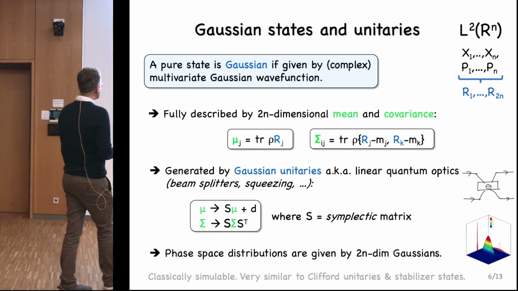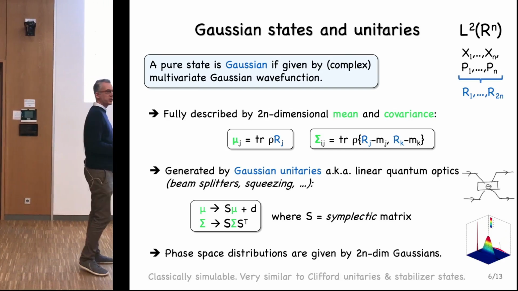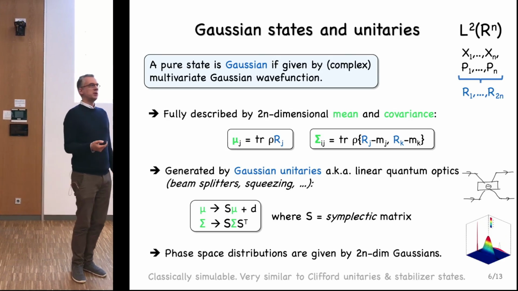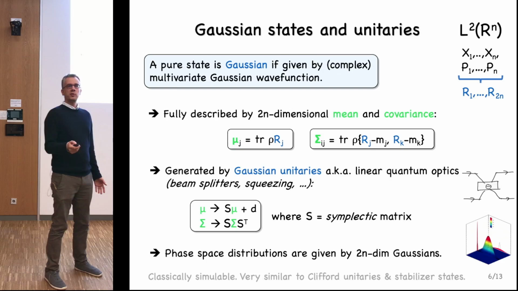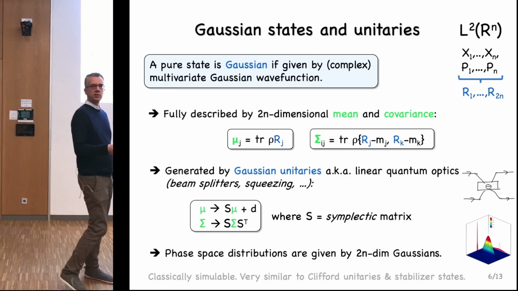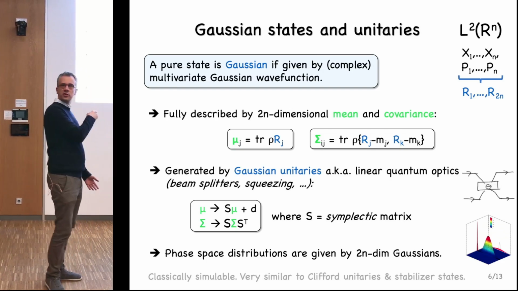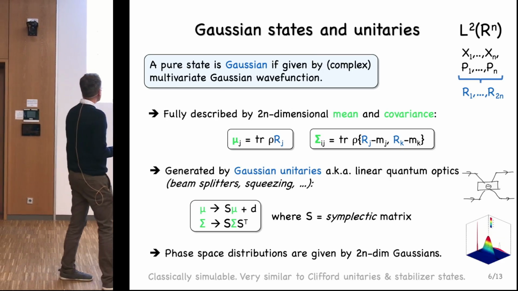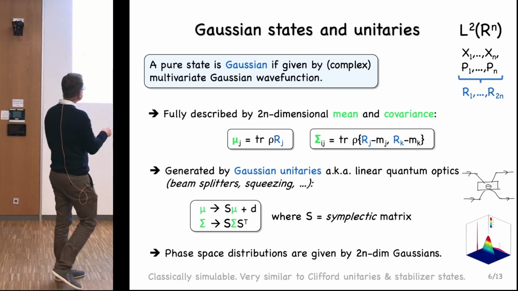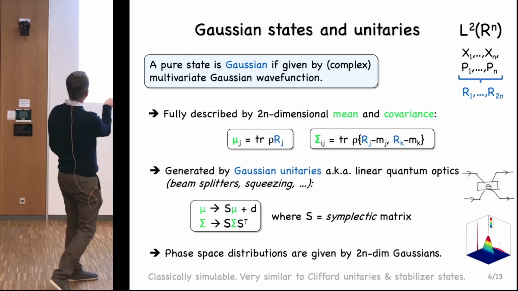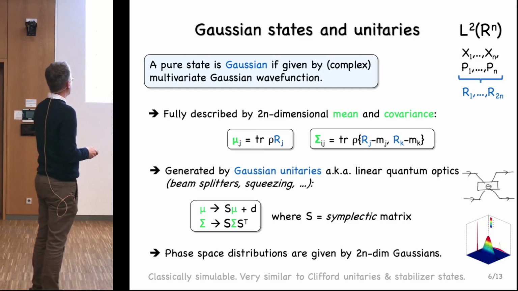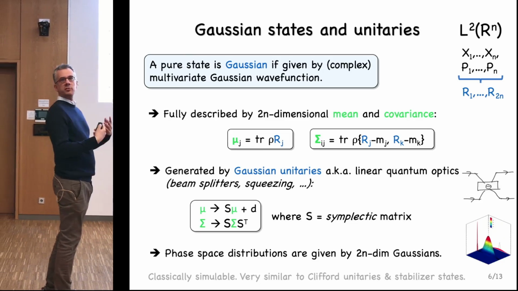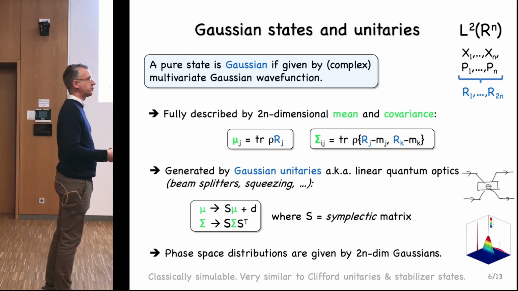Okay. And then one can also associate what people call phase-space distributions. Many of you will know things like characteristic functions, the Wigner function, the P and Q functions. Those would also be Gaussians in that case. For example, they can be related to these parameters here. And these are actually 2n-dimensional Gaussians because the phase space is 2n-dimensional. Okay, so it all fits together.